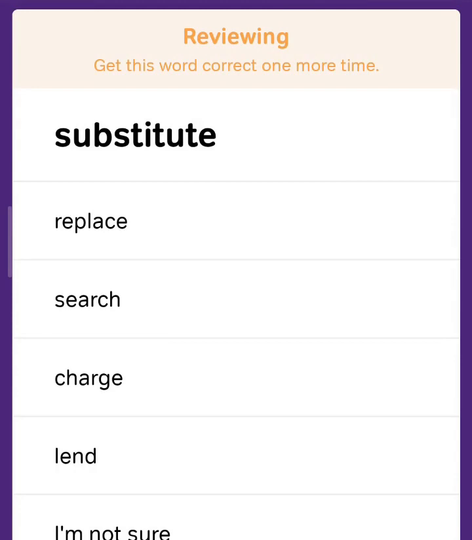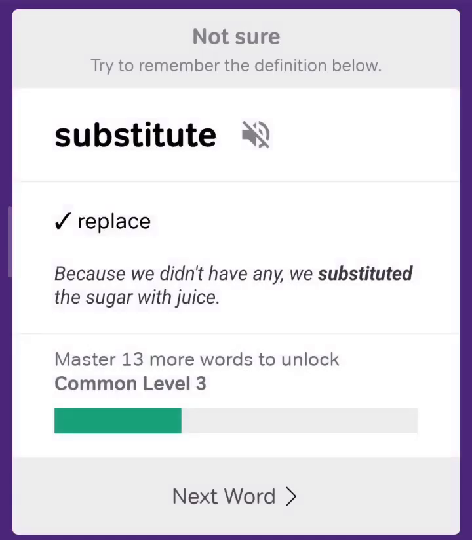Substitute, replace. Because we didn't have any, we substitute the sugar with juice.